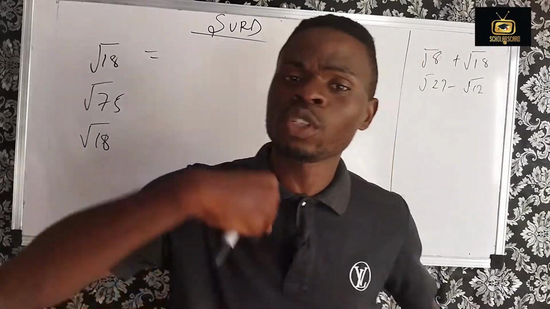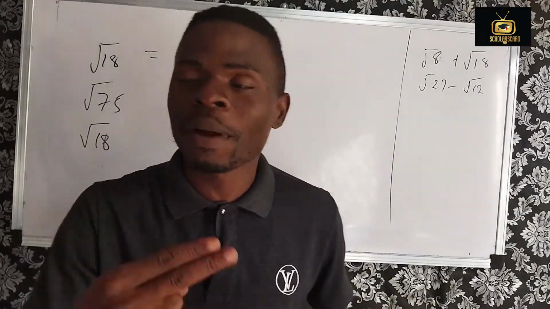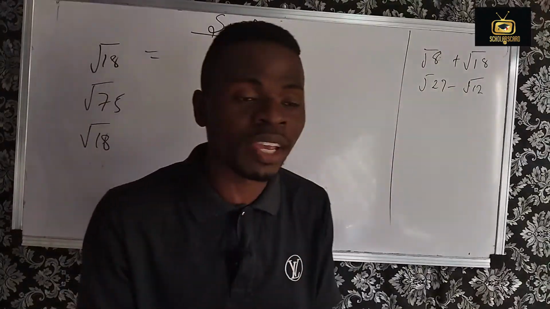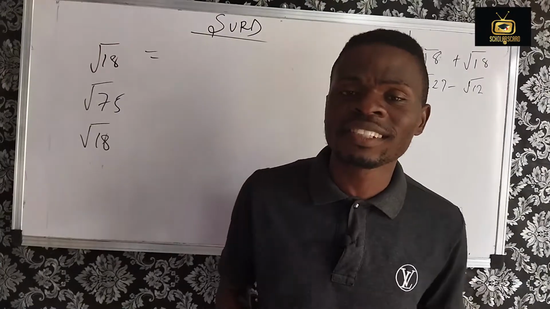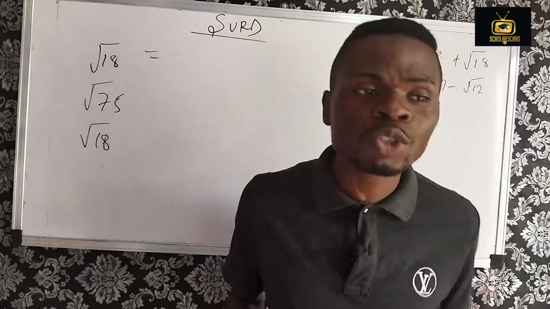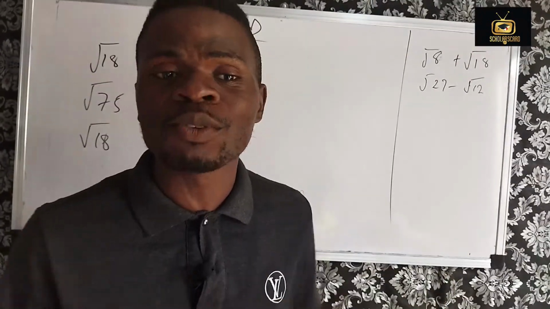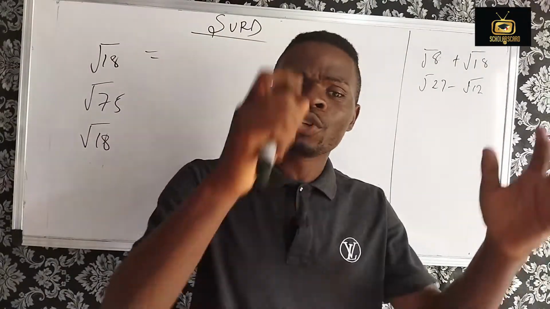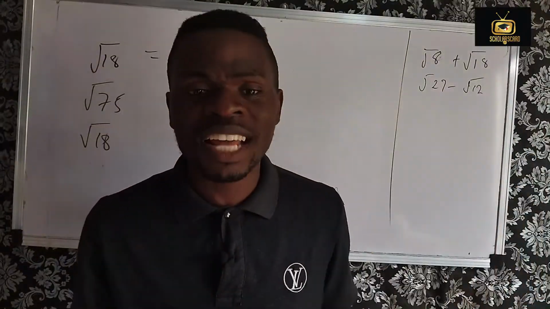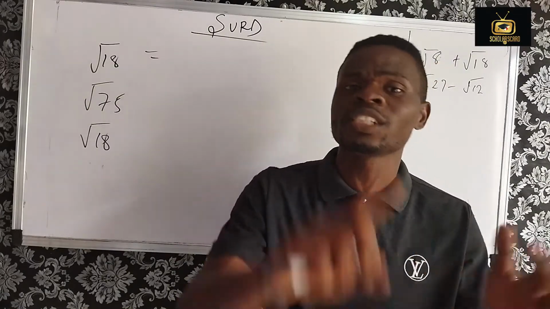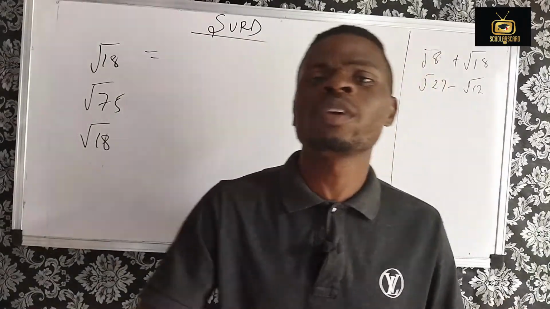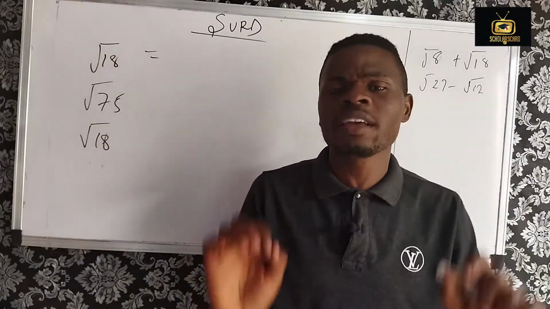25 is also a perfect square, which is 5 times 5, 25. 49 as well, 7 times 7, 49. 8 times 8, 64. 64 is a perfect square. 9 times 9 is 81. 81 is a perfect square. 100 is a perfect square. 10 times 10 is 100. So 4, 16, 25, 36, 49, 64, 81, 100, and so on, they are perfect square numbers.